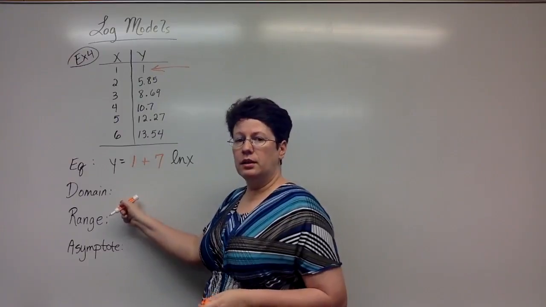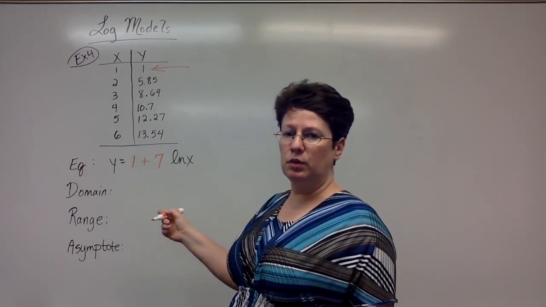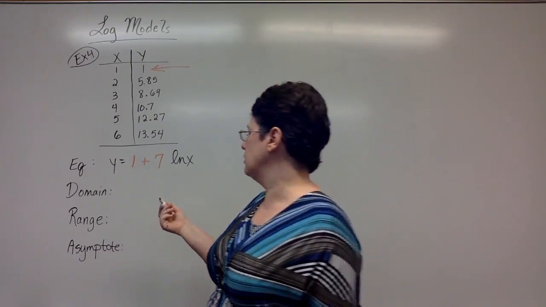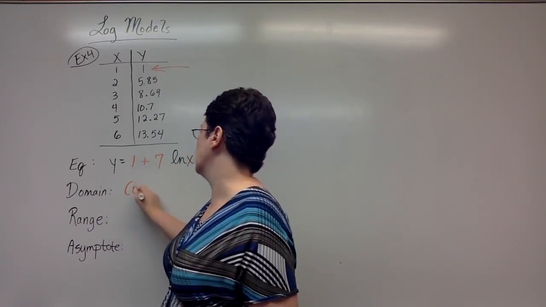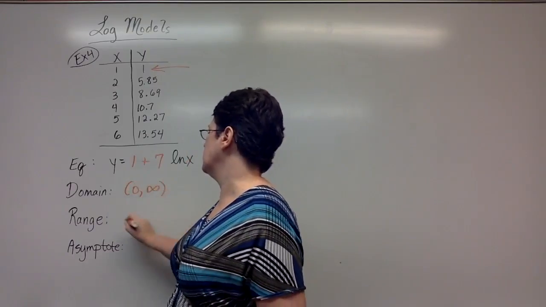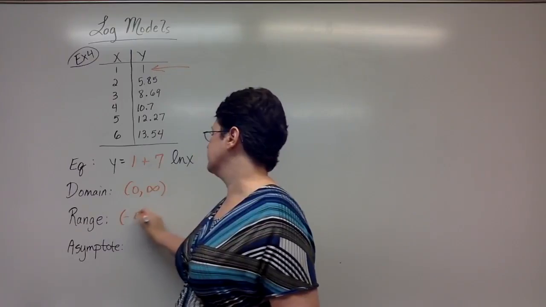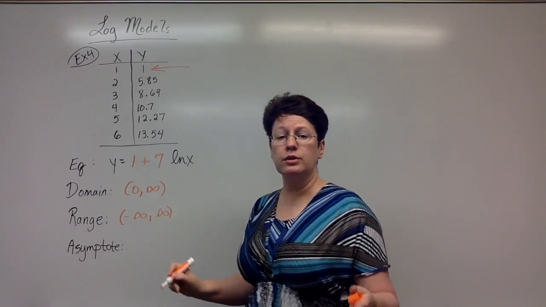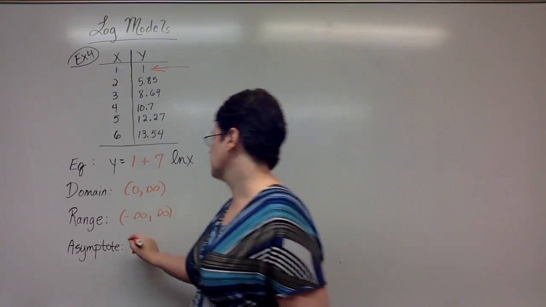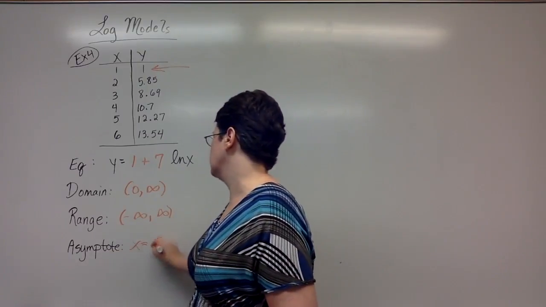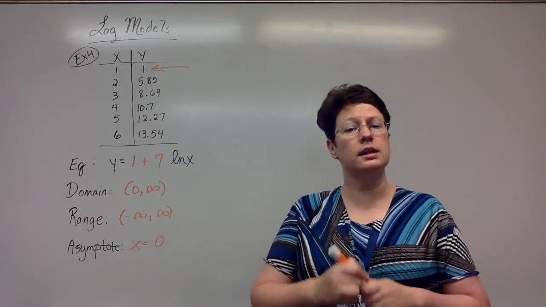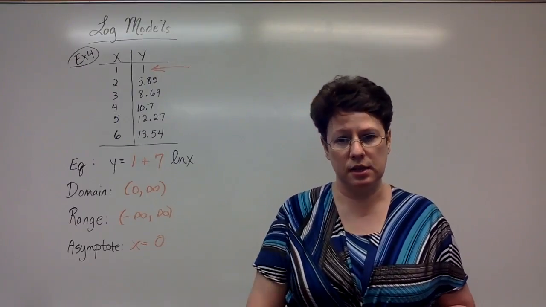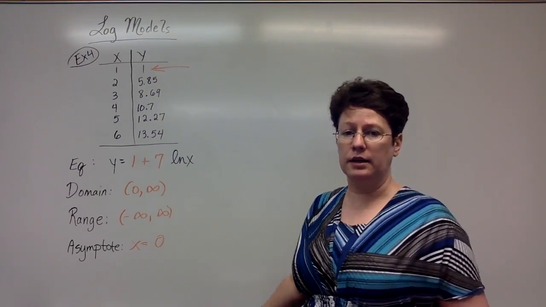What's my domain? Well, we move it left or right? No, we didn't move it left or right, so it's going to start at 0 and go to infinity. My range, same as always, negative infinity to infinity. And where's that asymptote at? It's at 0. x equals 0. Remember it's x equals because it crosses the x-axis. It is a vertical line.